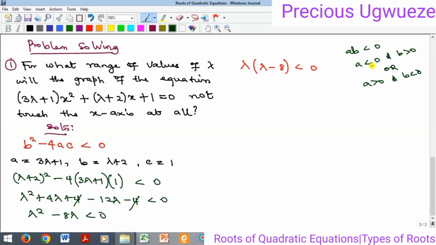And if A is less than 0, that's negative, and this is greater, then if you multiply the two, you will have something less than 0. And the same is applicable here. And that's what we are going to bring here.